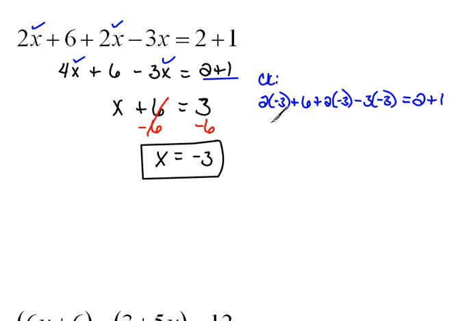So 2 times negative 3 would be negative 6 plus 6. 2 times negative 3 would be negative 6. Negative 3 times negative 3 would be positive 9 equals 2 plus 1. Okay, so minus 6 plus 6, that's 0. So then we have minus 6 plus 9, which would be 3, equals 2 plus 1 is 3. So that checks. It does work.